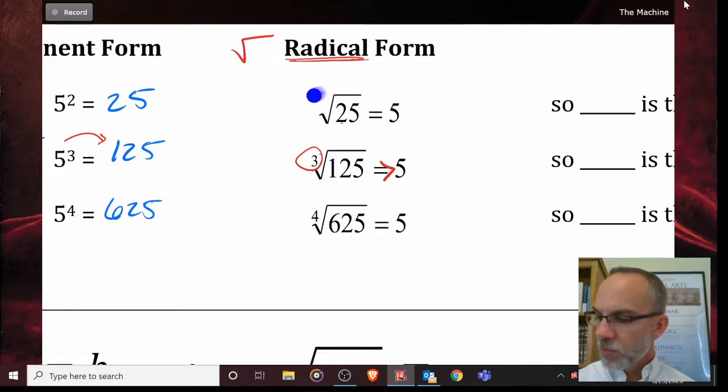What do you mean, Mr. Marshall? I said this was the cube root. This one's the fourth root because it undoes 5 to the fourth. It takes the result and goes backwards with it to give me my original result. What's the number that goes right there?